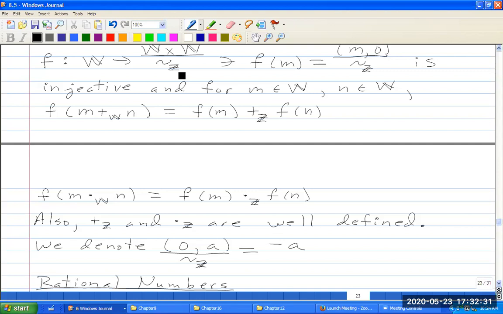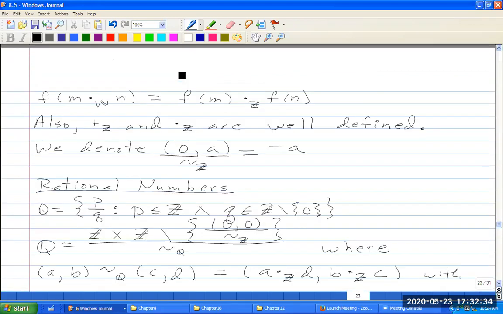Rational numbers. So rational numbers are numbers of the form P over Q, where P is an integer and Q is a non-zero integer. So let's define the set of rational numbers as the Cartesian product of the integers with itself, where I take away 0. So I take away 0. So this is the point 0, comma 0, with this equivalence relation.